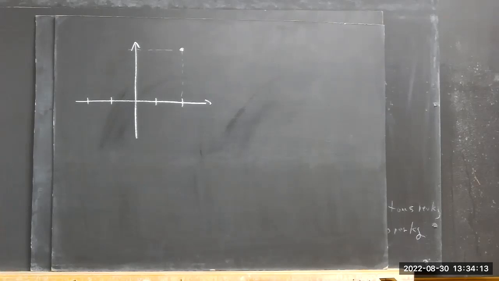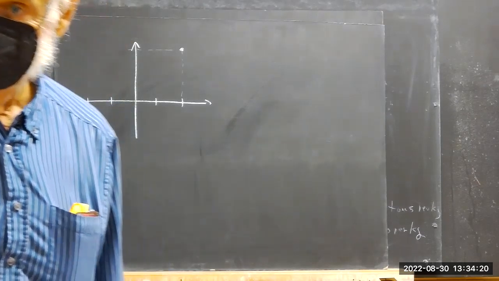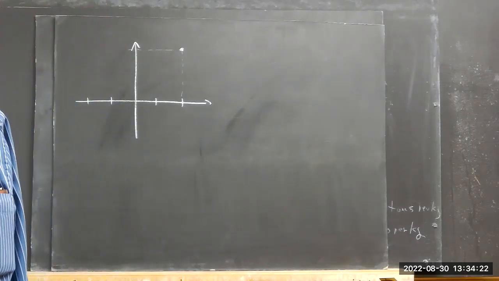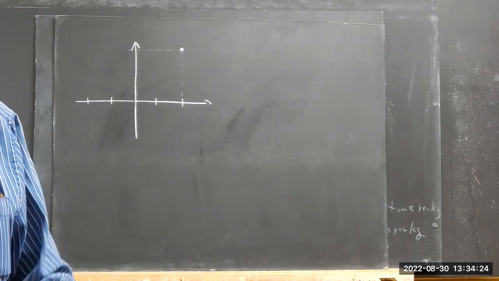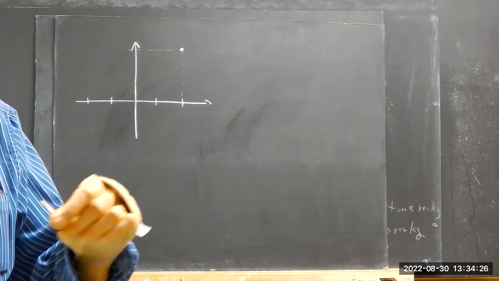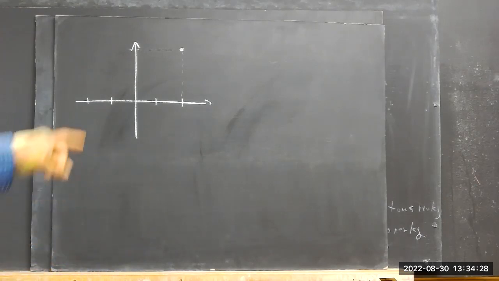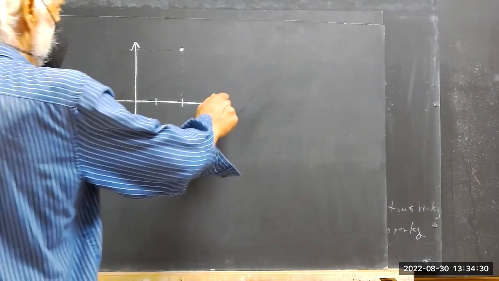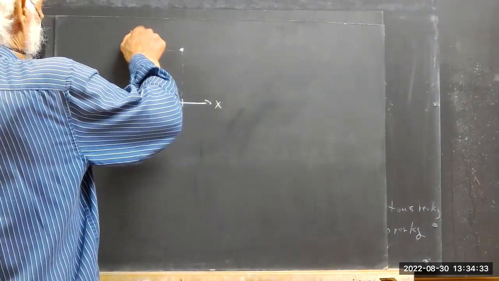Now, there's another point on the graph that's twice as close to the y-axis. You don't know what point that is, but where are the points that are twice as close to the y-axis? Draw me a few points that are twice as close to the y-axis as this one. Of course, this is the x-axis, this is the y-axis.